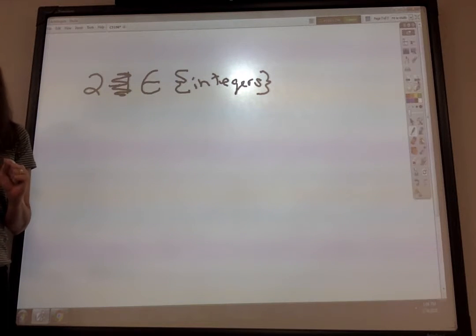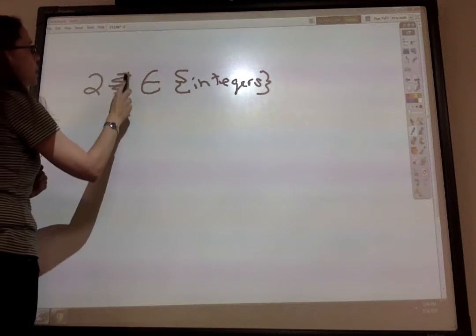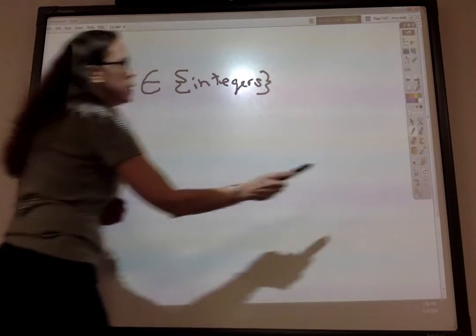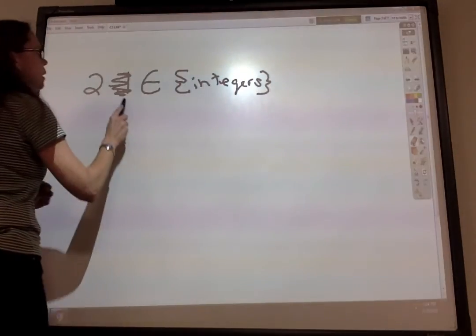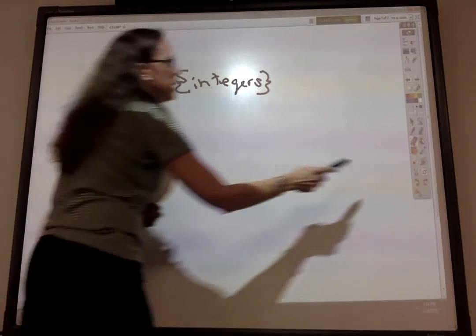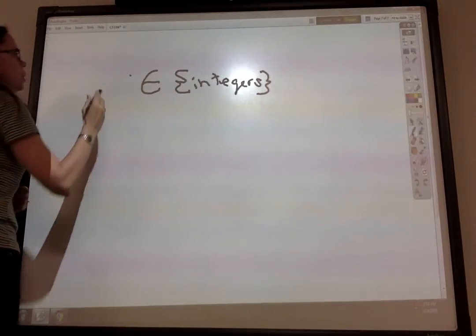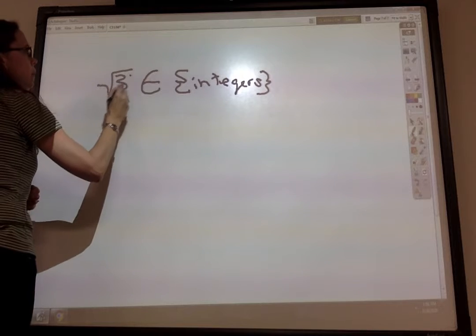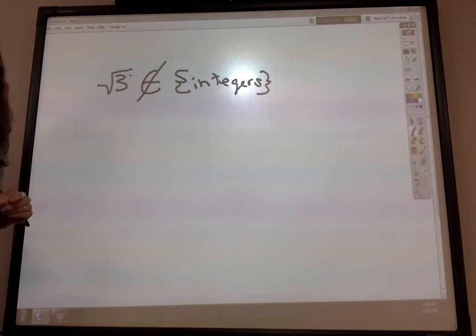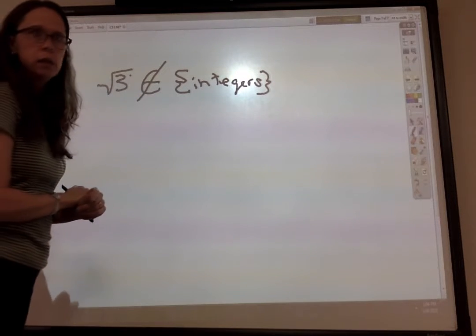C, radical 3. Radical 3 is not an element of the set of integers because radical 3 is not an integer. Integers are whole numbers and their opposites. So radical 3 is not an element of that set.